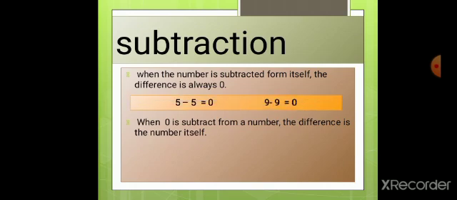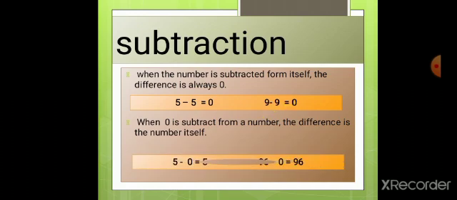Whenever we subtract the same number, the difference is always zero. Okay, 5 minus 5 is 0, 9 minus 9 is 0. Whenever we subtract 0, the same number will come itself. Okay, 96 minus 0 is 96. Okay, now let us solve some subtraction sums.